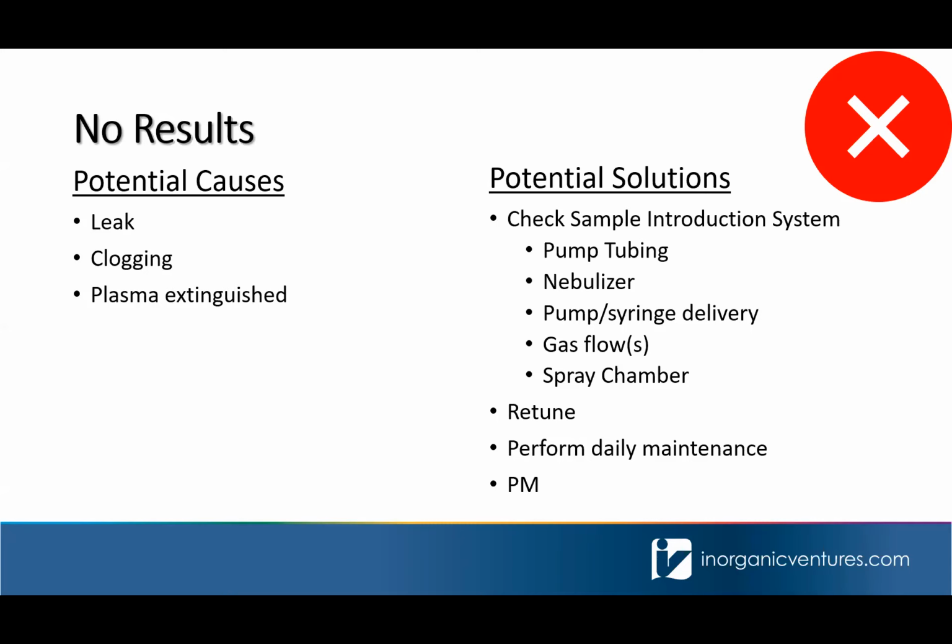A lot of sample introduction systems can be complex with syringe drives and auto dilution type systems. So here, just take it back to the most basic components and then start building back in as you troubleshoot. In general, pump tubing is a common culprit for issues relating to no results. Your tubing can become stretched and it can even detach from your system. So replacing and checking your pump tubing is really a cheap and easy fix for these types of problems.